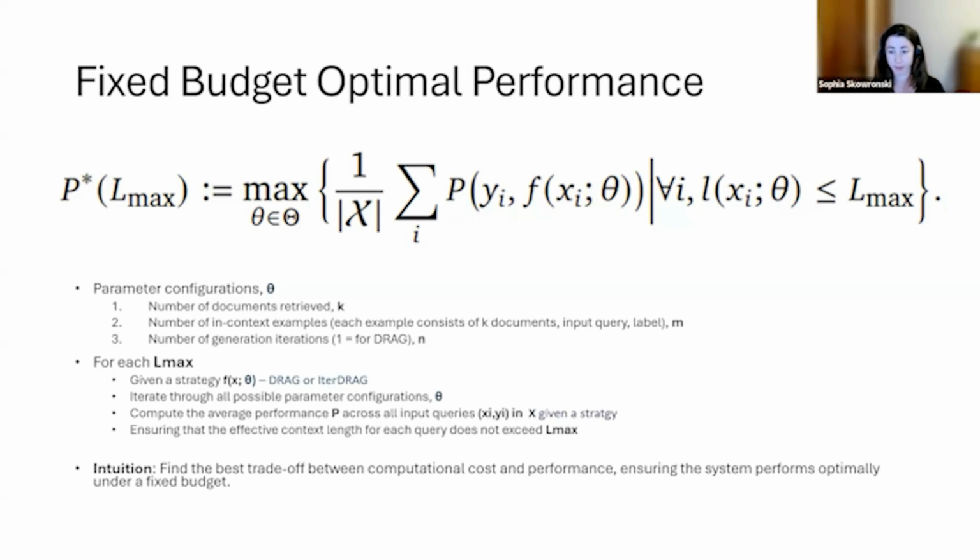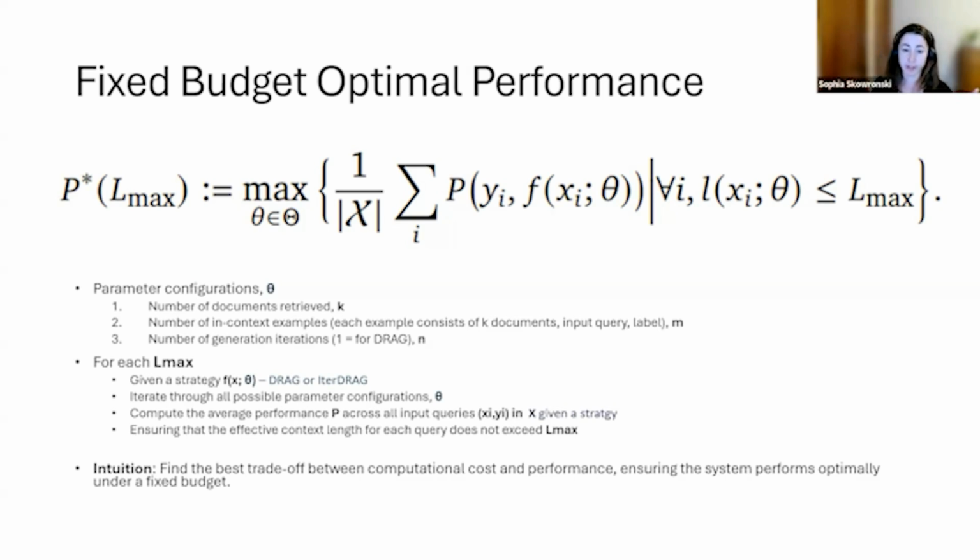This is where they've abstracted the number of documents for retrieval from RAG, which is K, the number of in-context examples, and they are calling that variable M, and then the number of iterations in iter-DRAG, and they're calling that N. DRAG doesn't have iterative examples, so N will always equal 1 for DRAG. These are the parameters that are changing for each experiment.